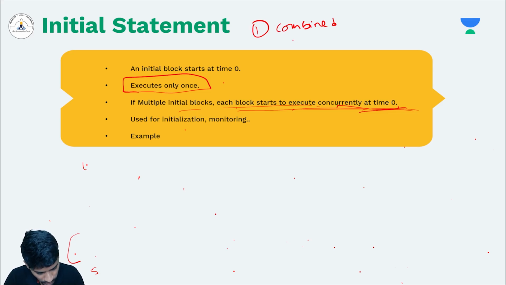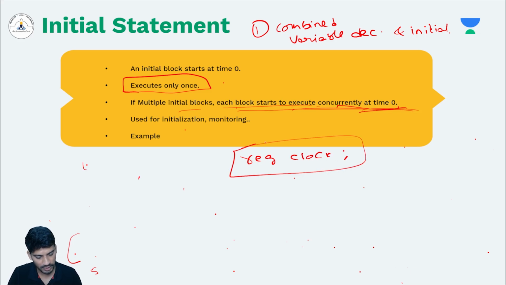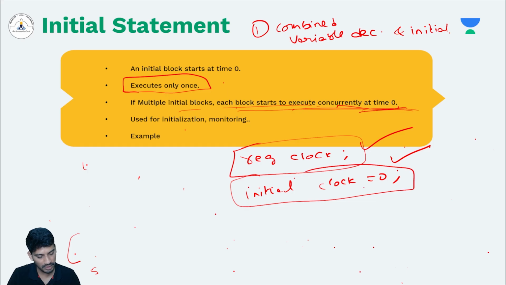Let me write. First one is combined variable declaration and initialization. Let me take an example for combined variable declaration. Let's take, I have a clock of register type. So this is a variable declaration, right? And then I am initializing my clock equals 0. Here I am declaring the variable and here I am initializing the variable.